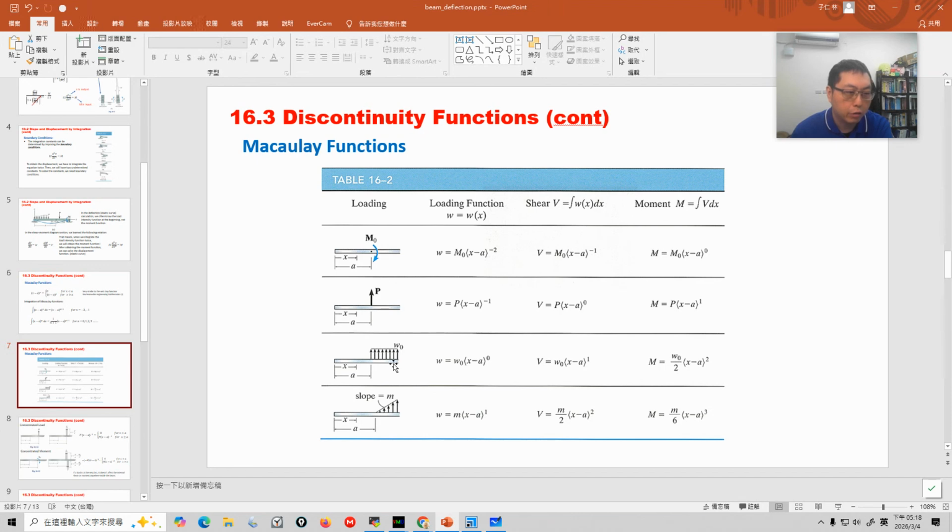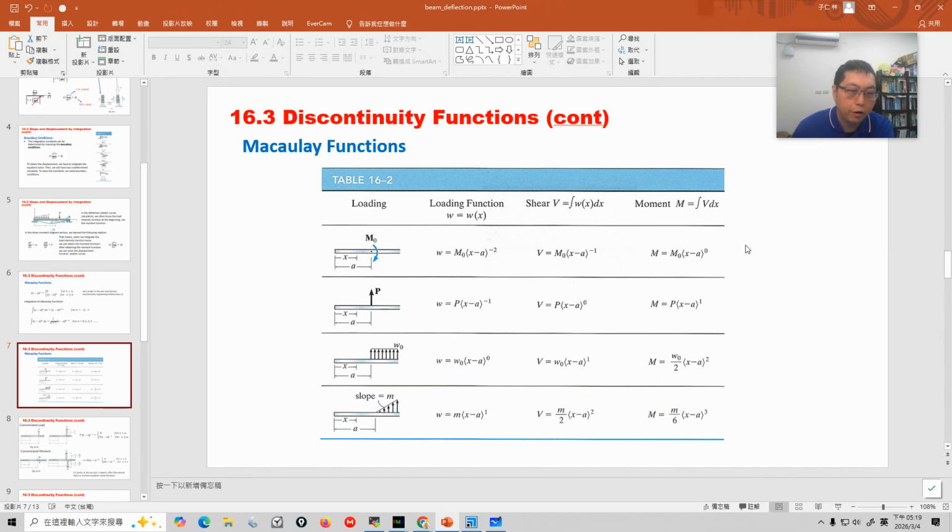And the next two are just what we learned at the beginning of this class. It's called distributed load. And then we need to use the discontinuity function to represent this loading, and then we have to integrate the loading function twice to get the moment function. That's why we need the integration rule.